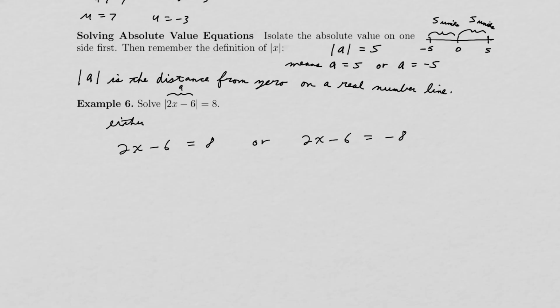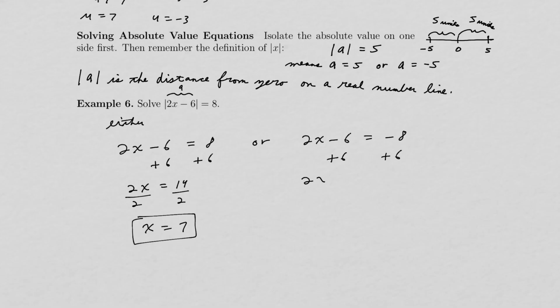Okay, and we want to figure out what x will make it true. Well, we need to solve both of these for x. If I add 6 to both sides, I'm going to get 2x is equal to 14. And if I divide by 2, I'm going to have x is equal to 7. So that's one solution. And in the other, if I add 6, I'm going to get 2x is equal to negative 2, divided by 2, so x is equal to negative 1.